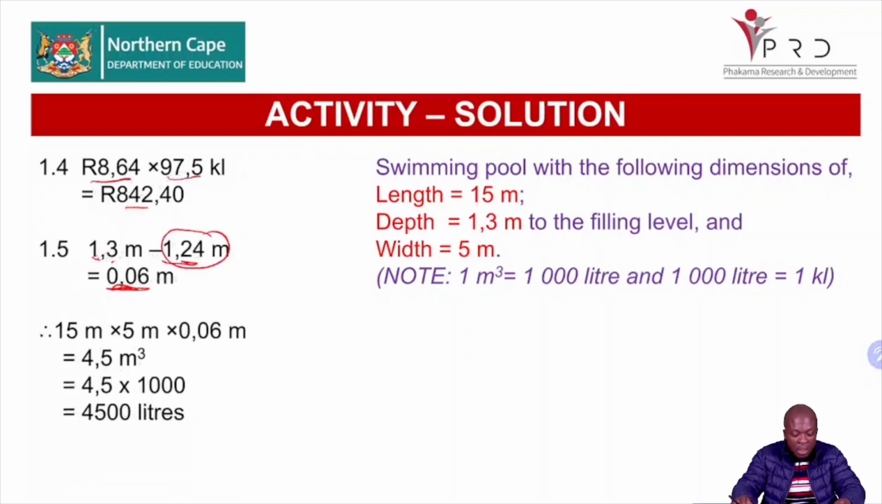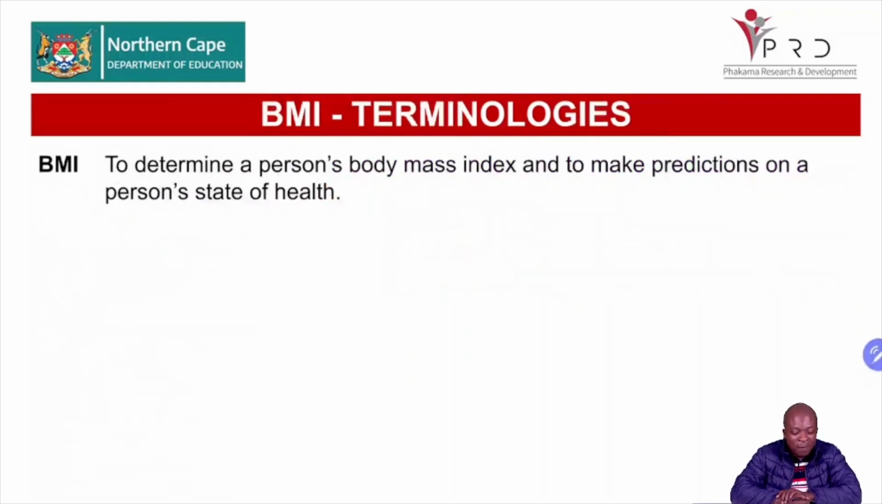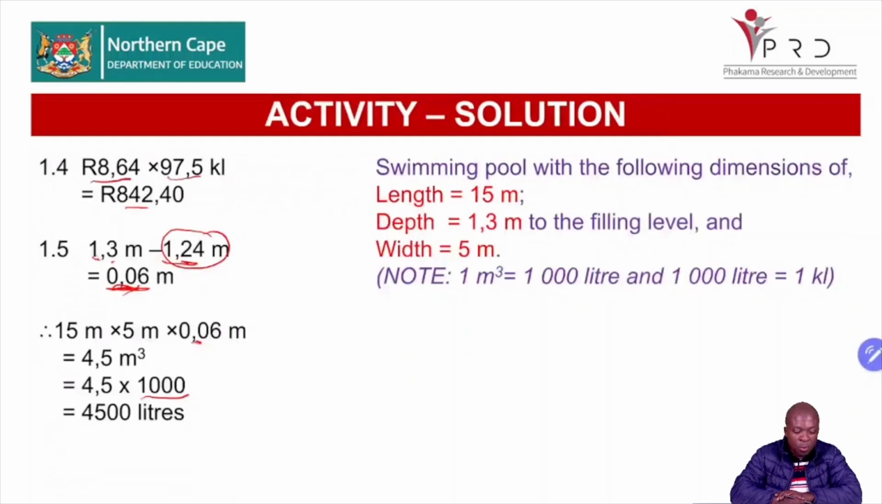Okay, now that we know that, let us use the 0.06 to find the volume of water, because this is just the height. So we will be saying the 15 times 5 times the height, which is gone now, is 0.06. We are going to get 4.5 meters cubed. Convert it to liters. That's why you see I am multiplying by 1000, and then we are going to get 4,500 liters.